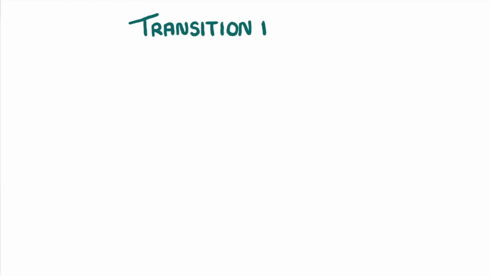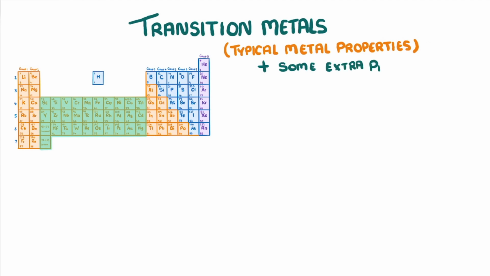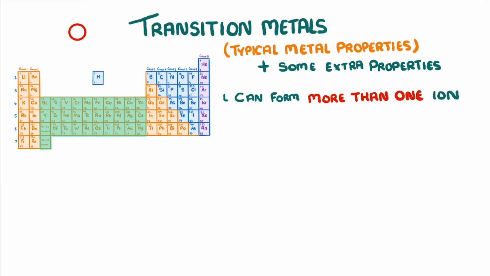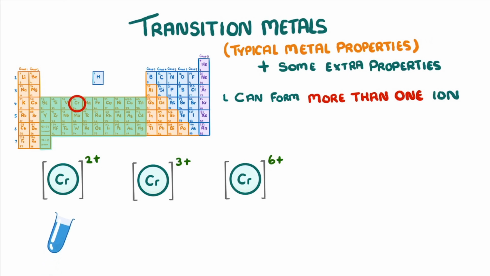Lastly, we have the transition metals, found in the center of the periodic table, here in green. You can think of these as being typical metals, as they have all the metal properties we mentioned before. They also have some extra properties though. One of these is that transition metals can form more than one ion. For example, chromium can form 2+, 3+, and 6+ ions. And these transition metal ions are often coloured. For example, the aqueous forms of these ones would be blue, green, and orange.